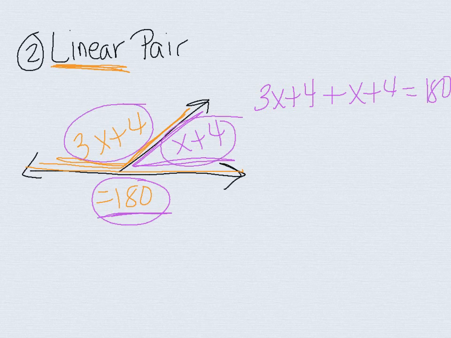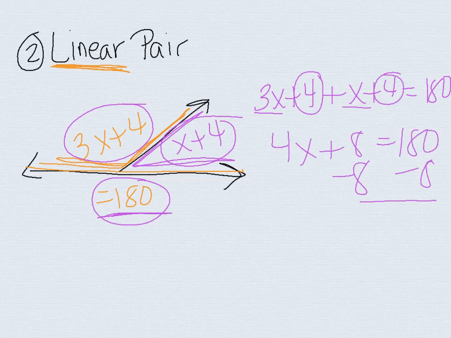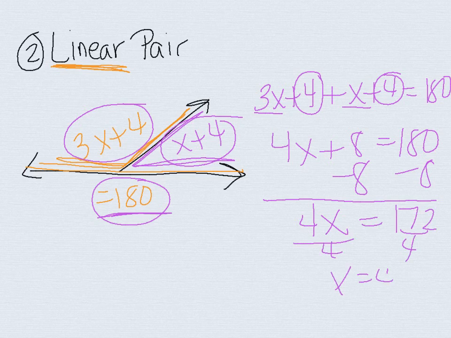And then you just solve for x. I'll combine my like terms, and I get 4x. Add these two, I get 8, equals 180. Subtract 8, so I have 4x equals 172. Divide by 4, and I will get x is 43. Now they may ask you or they may not ask you to plug it back in. So you could or you could not. We're just going to stop here at this point.